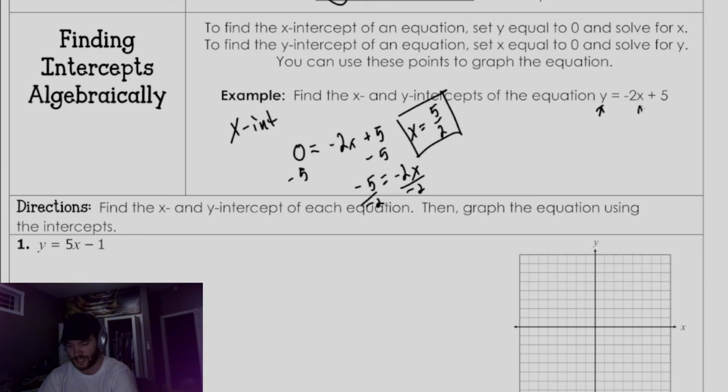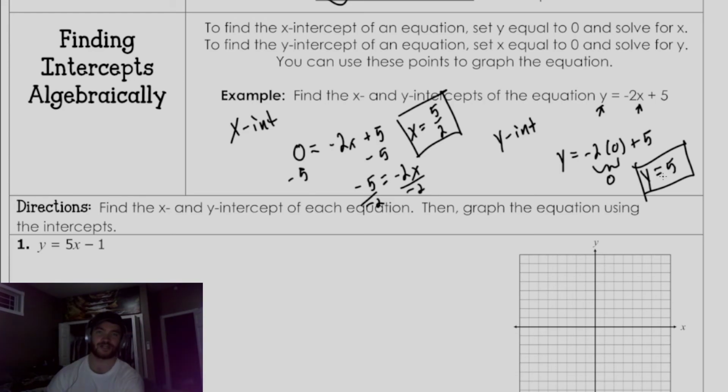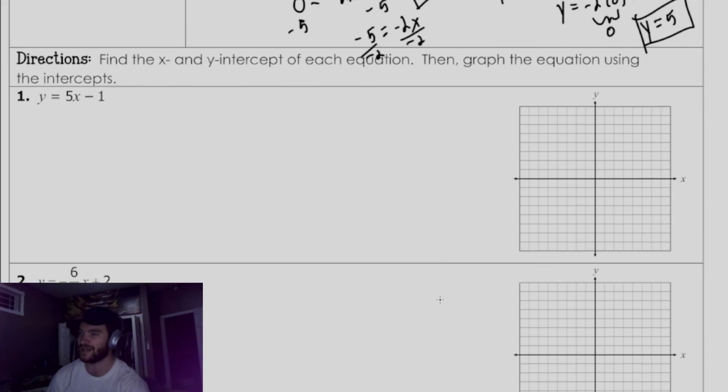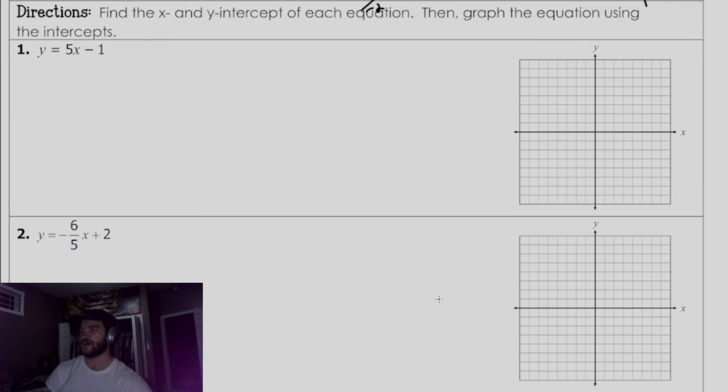Then I plug in a 0 for x if I'm trying to find the y-intercept. So y equals negative 2 times 0 plus 5, so this becomes 0. So y equals 5. We just found the y-intercept. Easy peasy. All you got to do is plug in 0 for the x or y, depending on which we're trying to get. So find the x and y-intercepts of each equation, then graph the equation using the intercepts. The graphing's pretty nice in this case. X and y-intercepts help with graphing.